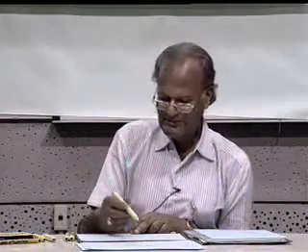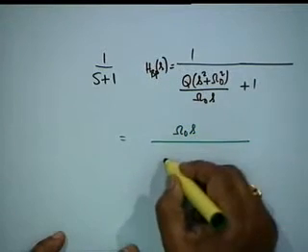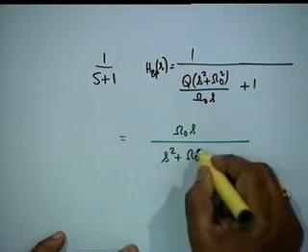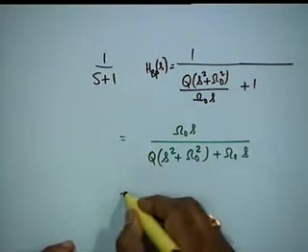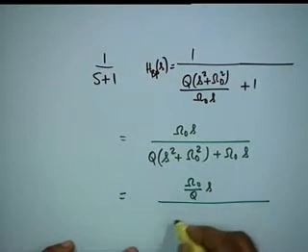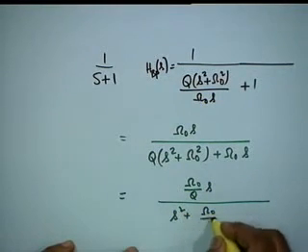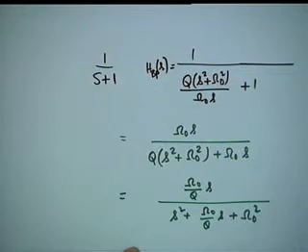You cannot make a first order band pass filter. Any first order filter is simply either capital S by S plus 1 or 1 by S plus 1. You cannot make a first order band pass. It is only second order. If I simplify this, then I shall get omega 0 S divided by S squared plus omega naught squared Q plus omega naught S, and if I divide by Q, then I get omega 0 by Q S divided by S squared plus omega 0 by Q S plus omega naught squared. This is second order band pass filter.